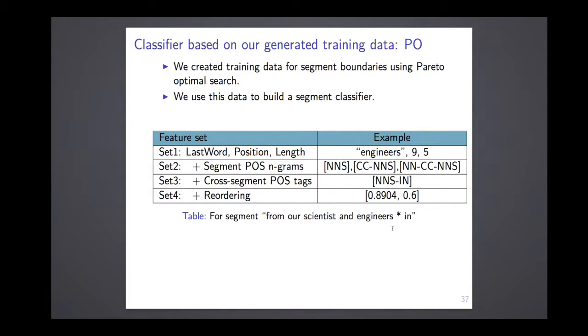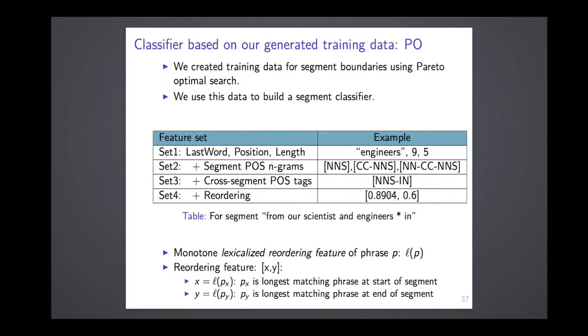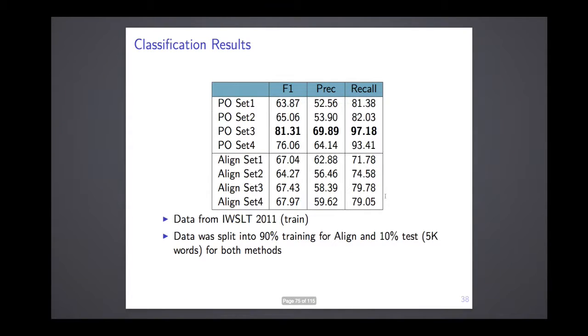And reordering is actually a feature we took from a phrase-based system. This assumes some knowledge of machine translation innards, so I'll go fast. If you don't understand this part, it's perfectly fine. You don't need to. These are the monotone lexicalized reordering features out of a phrase-based system. This pair of numbers is how likely it is to be a monotone phrase, at the beginning of the segment and at the end of the segment. Like I said, if you didn't understand that, that's fine. These are all the features.